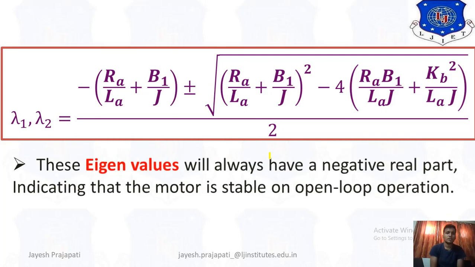And these eigenvalues always have a negative real part. The real part is always negative, which indicates that the motor is stable in open loop operation. So that is the main state space modeling of the DC machine.